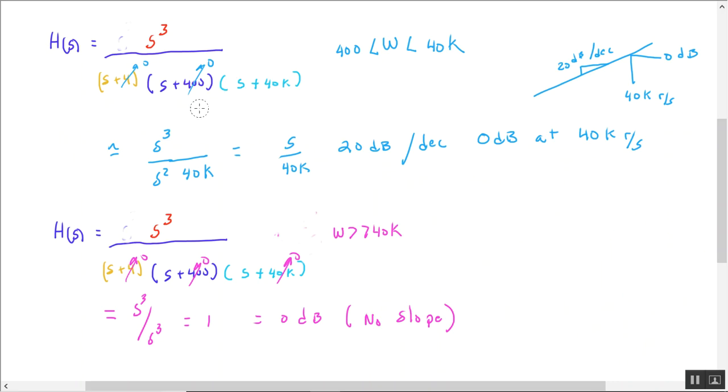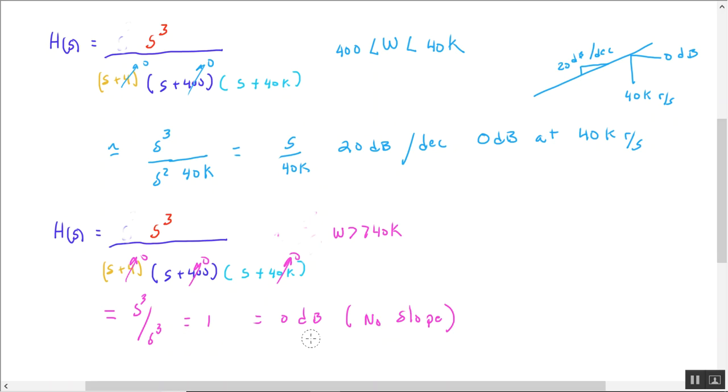Now, what about when we are between 400 and 40K? The 4 drops out, the 400 drops out, so we get S cubed divided by S squared times 40K, which is just a 20 dB per decade line, and the 0 dB point is at 40 kiloradians per second. And then we take our final frequency range of omega much, much greater than 40K, and all the breakpoint frequencies now drop out. We have S cubed divided by S cubed equals 1, which is 0 dB, or no slope.